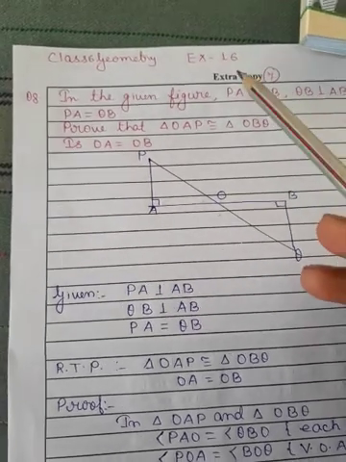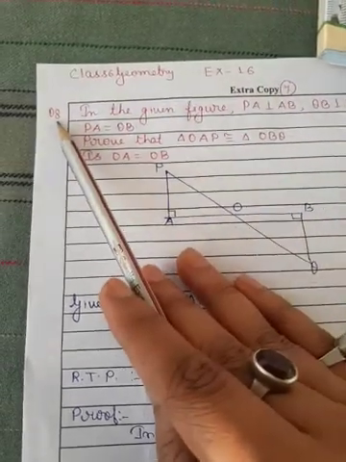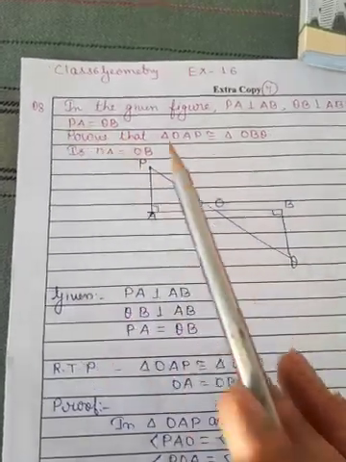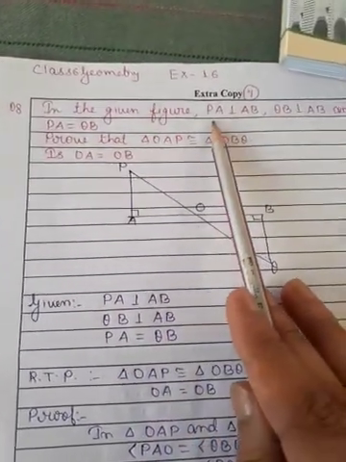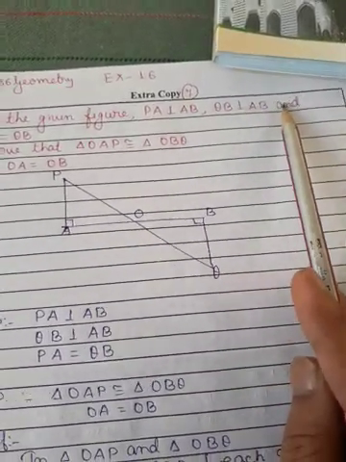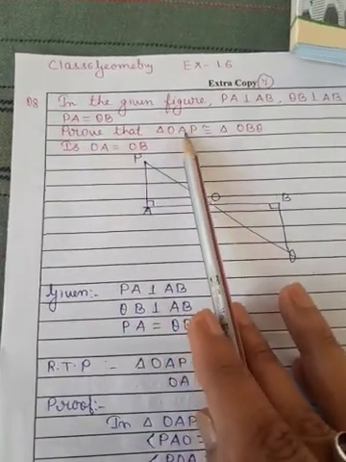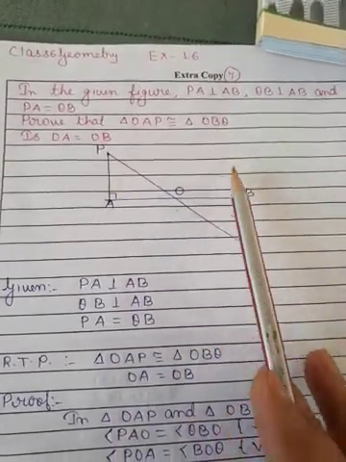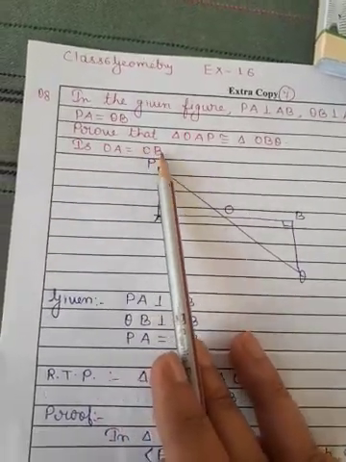Hello students, this is class 6 geometry exercise 16. In the last class we studied till question number 7, and this is question number 8. In the given figure, PA perpendicular AB, QB perpendicular AB and PA equal to QB. We have to prove triangle OAP congruent triangle OBQ and then OA equal to OB.